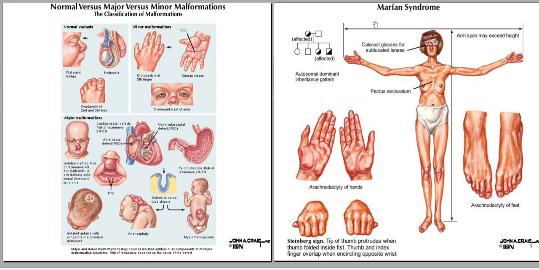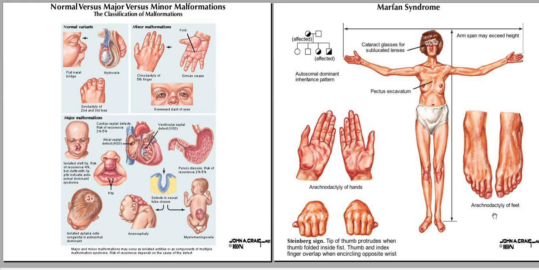Because for Marfan syndrome, that's very, very clear. Remember the pectus excavatum, and also over here, the cataract glasses for subluxated lenses too. The arm span may exceed the height. That is very, very long. That's also an autosomal dominant inheritance pattern too. Okay, as you can see over here.